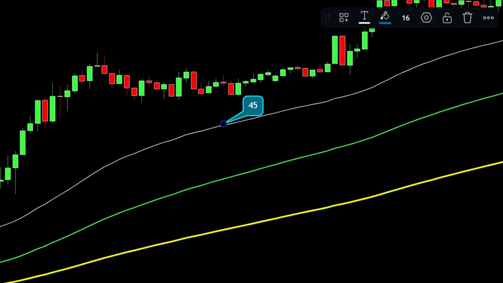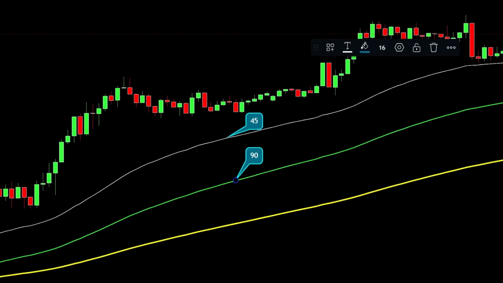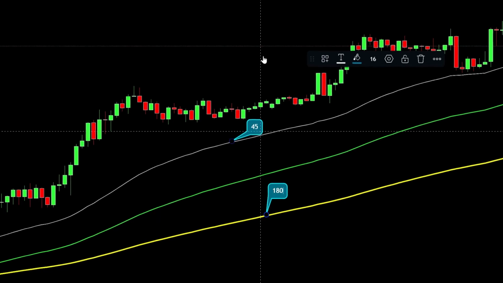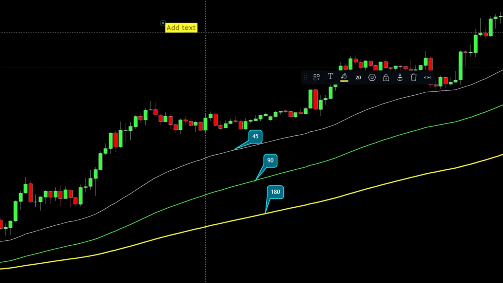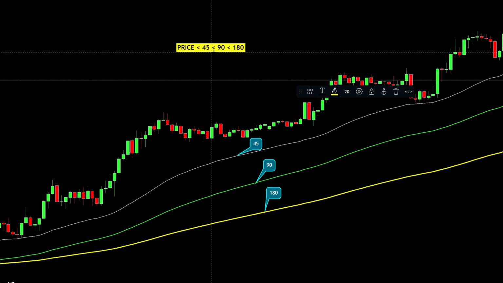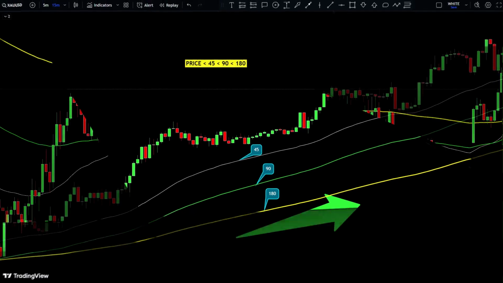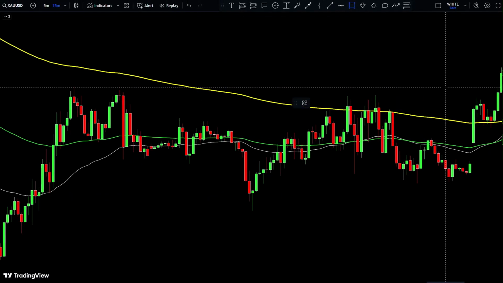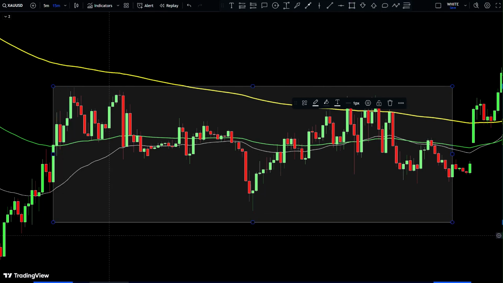In an uptrend, the runners switch their order. Now the 180 takes the lead, followed by the 90 EMA and the 45 EMA and finally the price candles. This shows that the market trend is heading upward, with the fastest runner, which is price candles, chasing after the slower runners. And when the market isn't clearly heading up or down, it's considered sideways or range bound.